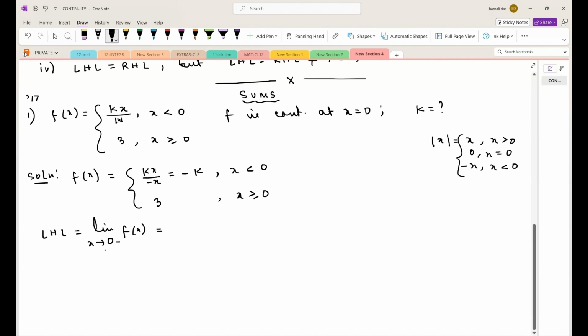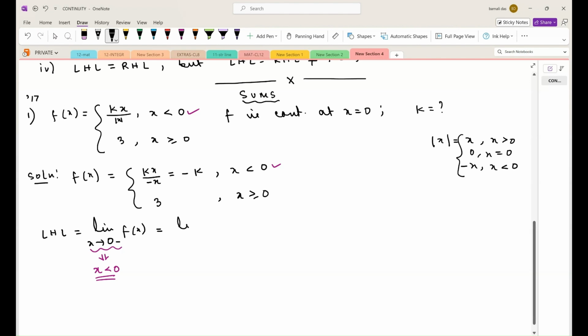That means this ensures the fact x approaches 0 from the left. What does it mean? It means that your x is less than 0. So accordingly, you will choose the branch. So that means the first branch. So that is here, sorry. First branch here. That means f(x) will be minus k.